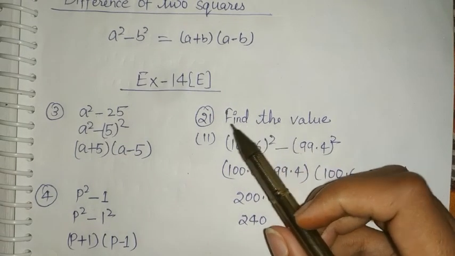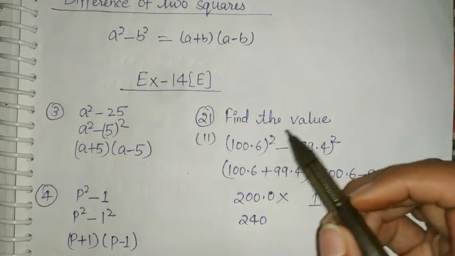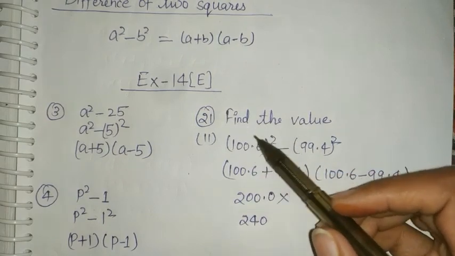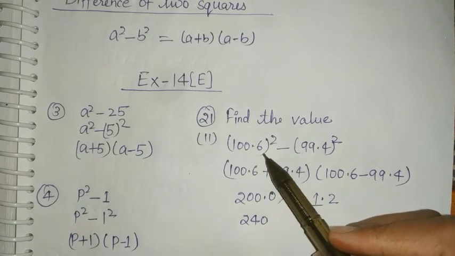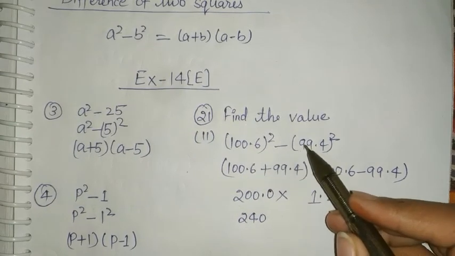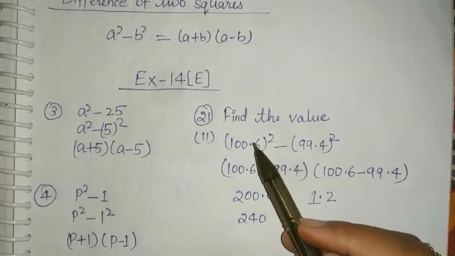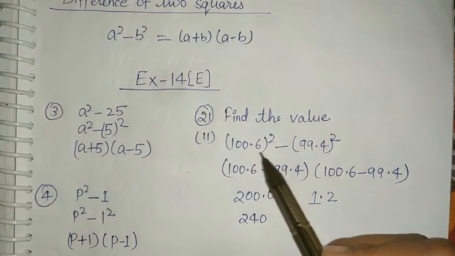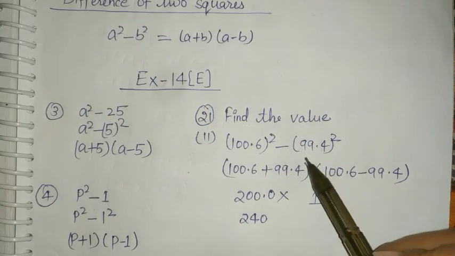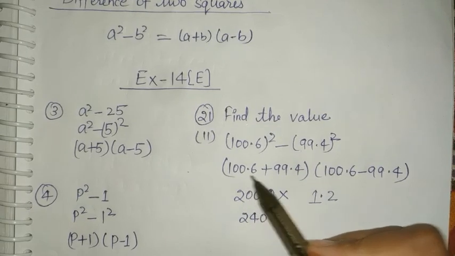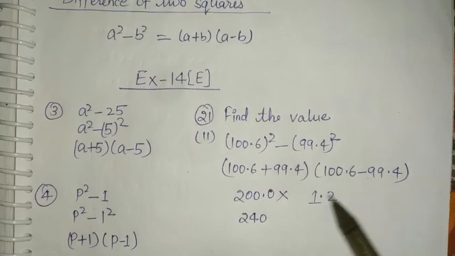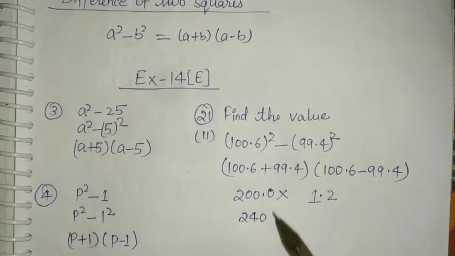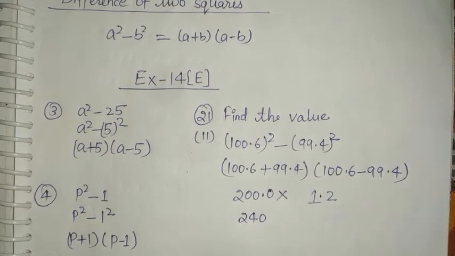So let's go through question number 21. If any question is given like this, then you have to find the value. So your question is 100.6 square minus 99.4 square. As you can see, it is in the form of a square minus b square. So we will simply write (a plus b) and (a minus b). So a plus b will be 200 and a minus b will be 1.2. By multiplying, we will get 240. So this will be the answer.